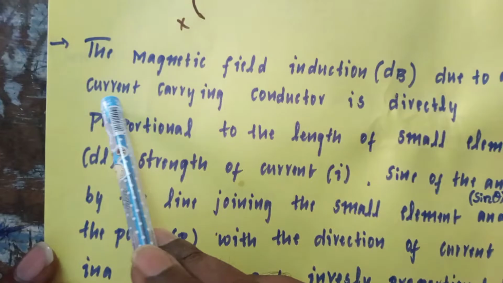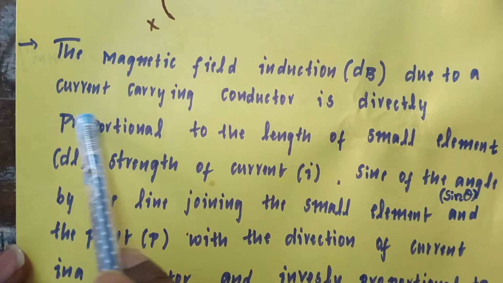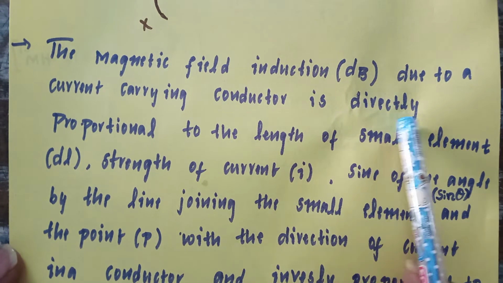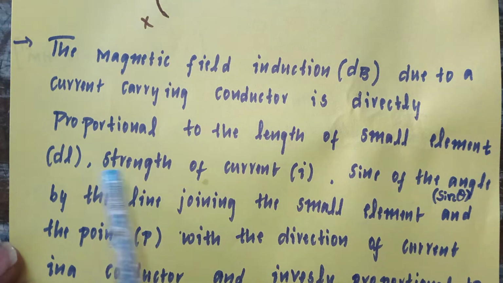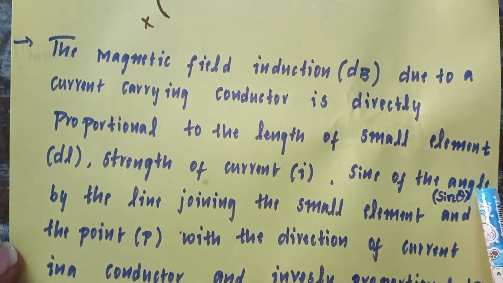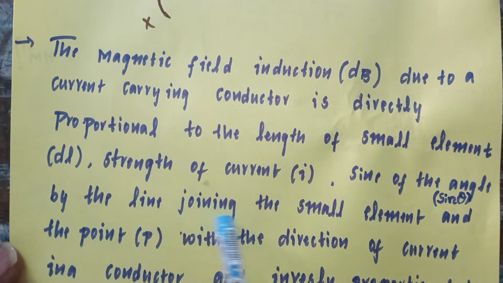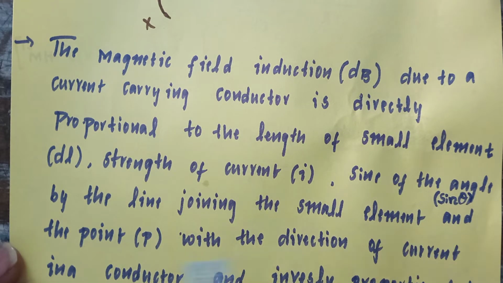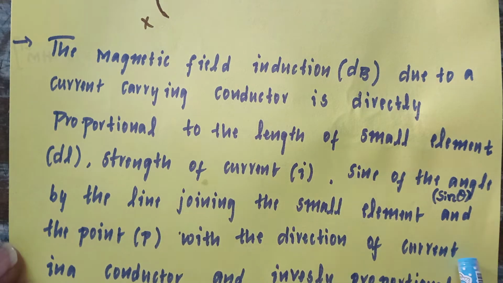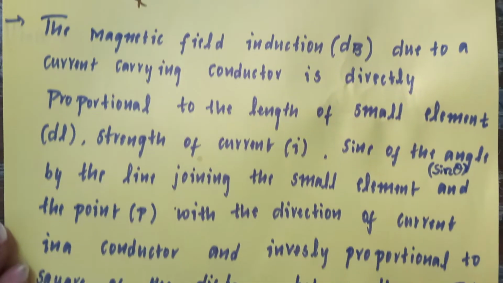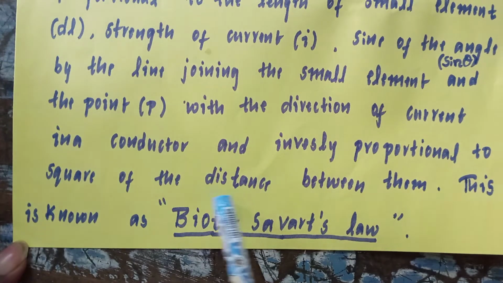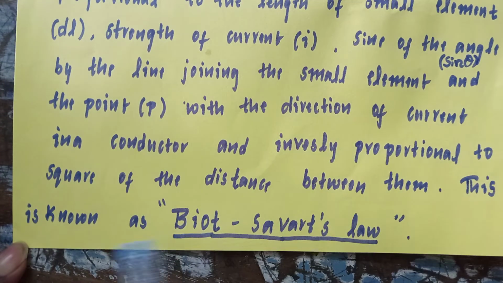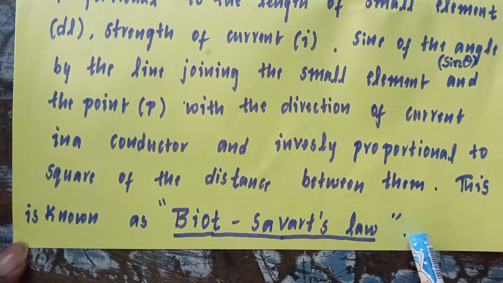Now the definition. The magnetic field induction due to a current carrying conductor is directly proportional to the length of the small element, the strength of current, the sine of the angle made by the line joining the small element and the point with the direction of current in the conductor, and inversely proportional to the square of the distance between them. This is known as Biot-Savart's law.